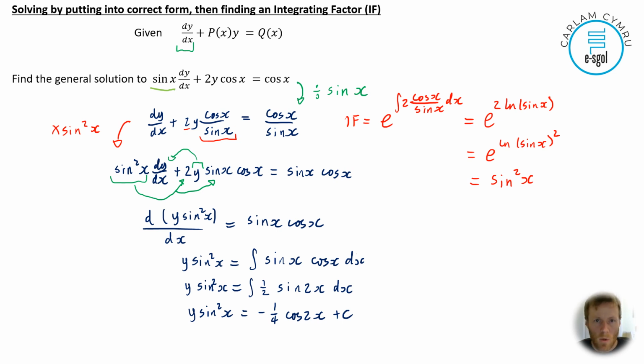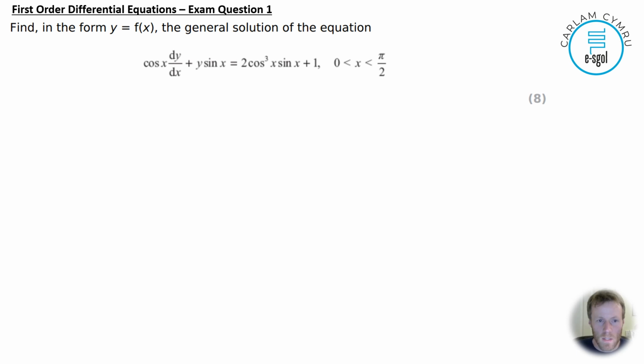Let's have a look at an exam question on this topic now. Okay, so this is a fairly typical exam style question. 8 marks, and it's a nice 8 marks to get if it comes up. We notice that we have a cos x in front of the dy by dx at the beginning, so my first step will be to get rid of that.